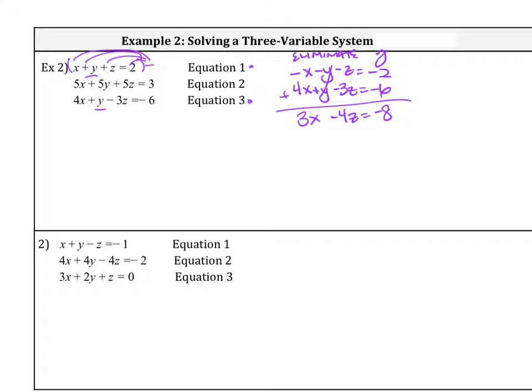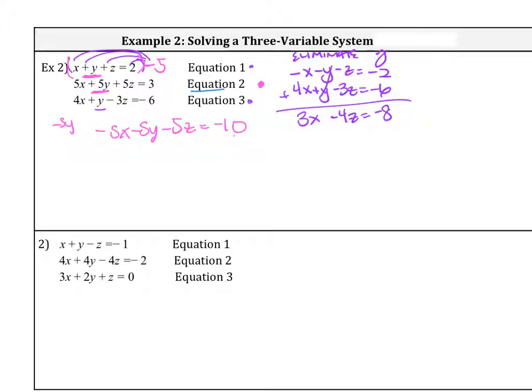I have to use equation 2. So with equation 2, which one is the nicer one to use? And I think the nicer one to use in this case will be equation 1. So I want to go ahead and eliminate that with equation 1. I'm trying to eliminate y, so this is a positive 5y. I need a negative 5y. So to change that, I multiply this entire top equation 1 by negative 5. So that's negative 5x minus 5y minus 5z equals negative 10.